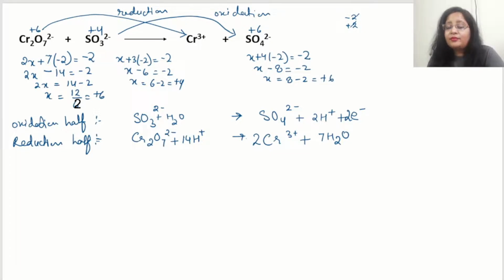After that we will go to balance the charges. Charges, now see here. On the left hand side we have minus 2 and plus 14. So total is plus 12 on the left hand side. Right hand side we have 3 times 2 is 6, plus 6 charge only. So how to balance plus 12 and plus 6? We need to add the electrons on either side to balance. So plus 12 here and plus 6.